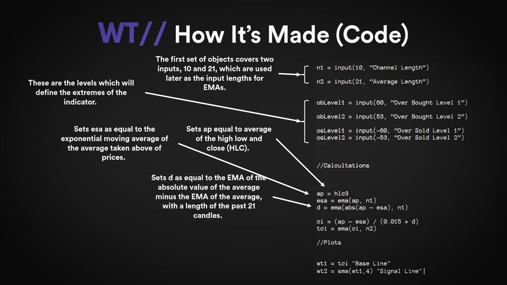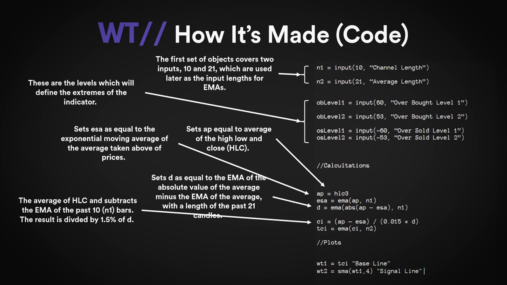This sets D as equal to the EMA of the absolute value of the average minus the EMA of the average, with a length of the past 21 candles, and that's where your N1 and N2 values come from. This number is always going to be positive and will serve its purpose in the next part. It will be a fraction of the price. This is the equation that sets up the rest of the indicator.